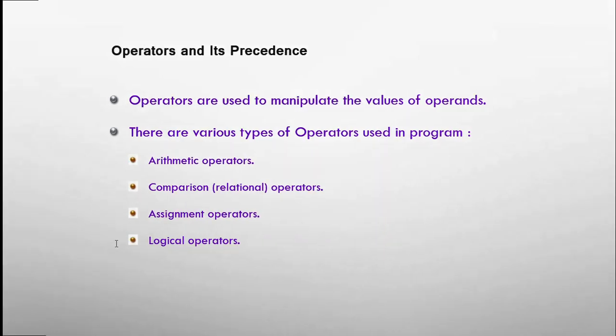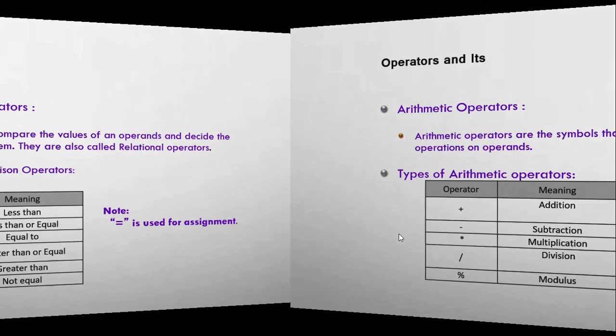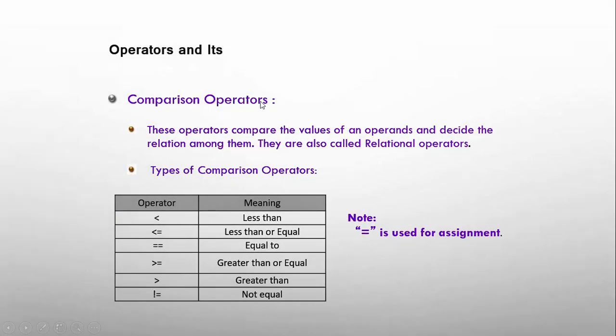So let's see one by one. Here you can see arithmetic operators. Arithmetic operators are the symbols that are used to perform arithmetic operations on the operands. Types of arithmetic operators: addition, subtraction, multiplication, division, and modulus. Here you can see comparison operators. These operators compare the values of operands and decide the relation among them. They are also called relational operators.